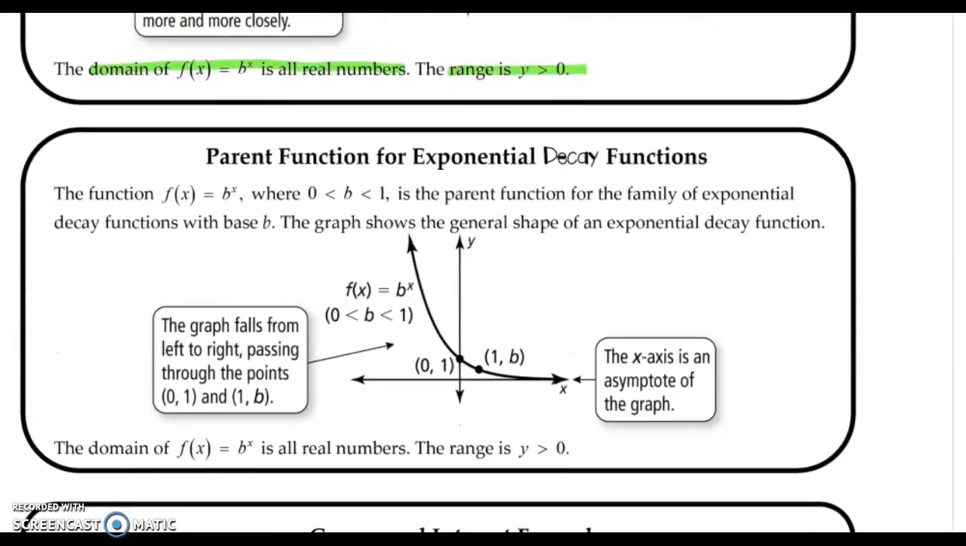Now let's look at the exponential decay function. Once again, I want you to highlight the function. It says b is between 0 and 1. And I need you to see that the x-axis is also the asymptote. Here, the domain is all real numbers, and the range is y is greater than 0. I also want you to note that it goes through the points (0, 1) and (1, b).